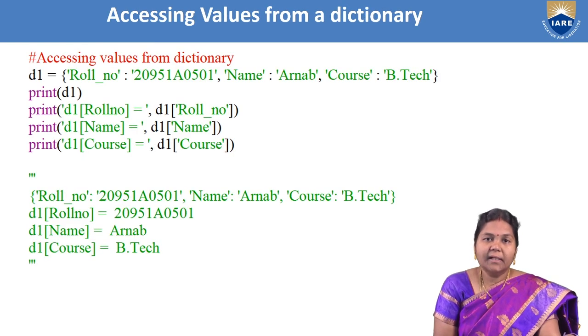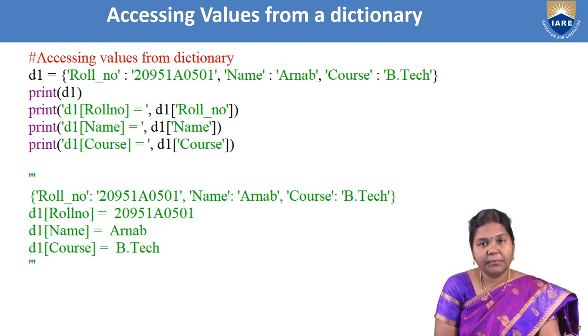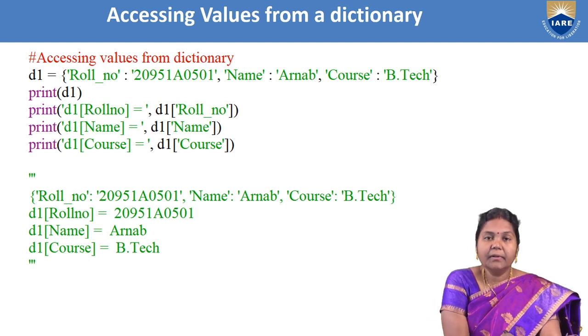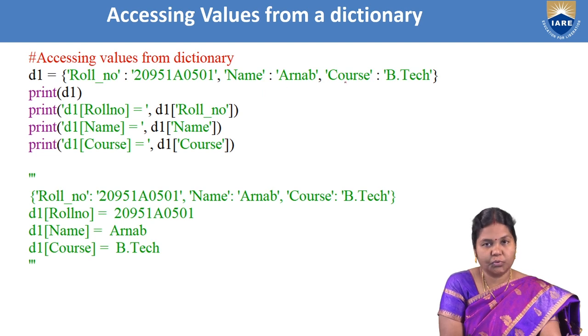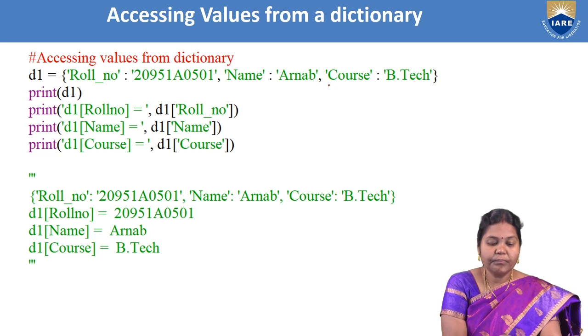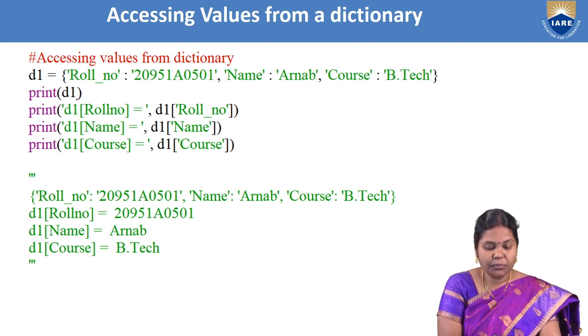Now, next, let us talk about how to access the values from a dictionary. Suppose D1 is an existing dictionary. For example, D1 is a dictionary consisting of the keys roll number, name and course. Roll number is a particular roll number, name is Arnab, course is BTech. So these are the three key value pairs it contains. First print the dictionary, and it will be printed as it is. Now retrieve the roll number, name and course and display their values.